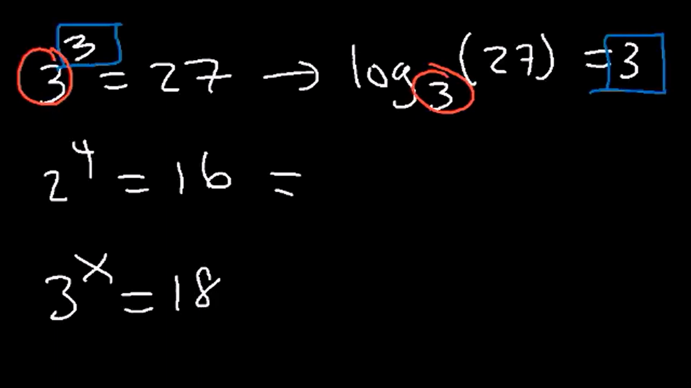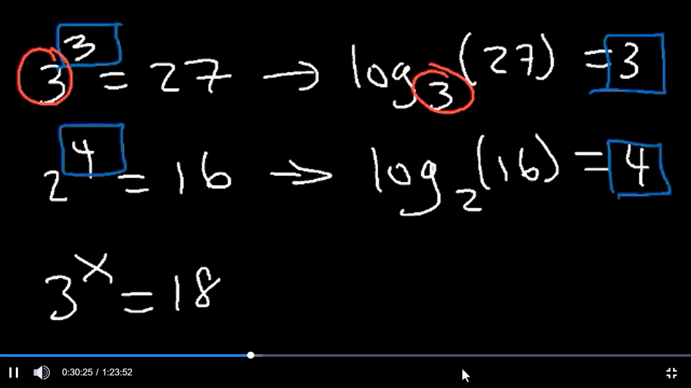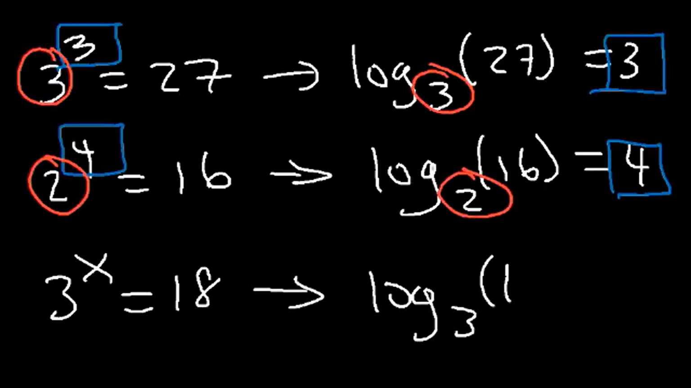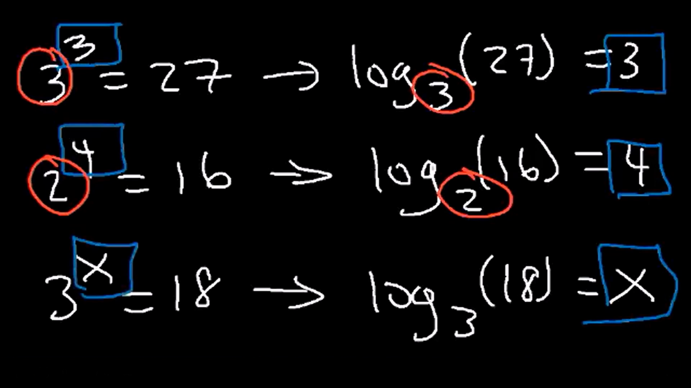So the next one, 2 to the fourth is equal to 16, is the same as log base 2 of 16 is equal to 4. So the exponent is what the log is equal to. And this is the base of the exponent, which is the base of the log. So here we have log base 3 of 18 is equal to x. So x is the exponent and the base is 3.